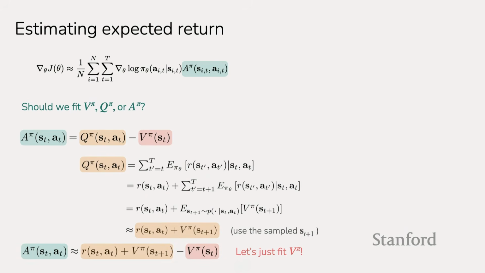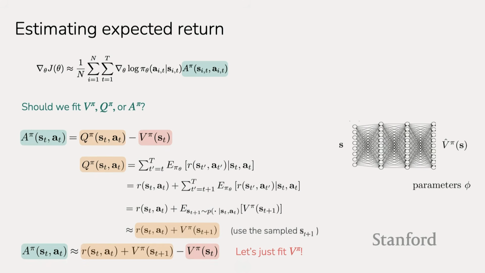Cool. So we're just going to fit V^π, and then once we fit V^π, we can get the advantage and plug that into our gradient for our policy. We can represent V^π as a neural network. We'll pass in a state as input, and it will output a single scalar value that represents the value of that state for that policy. This neural network will have some parameters.